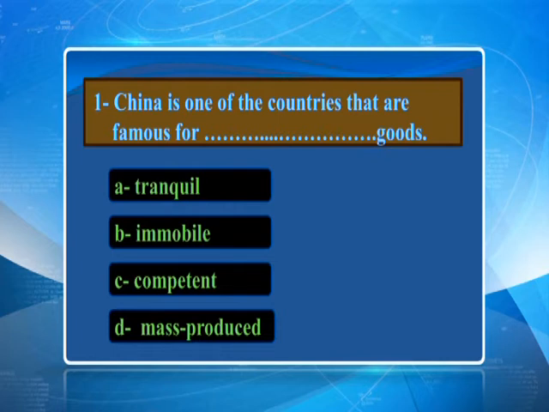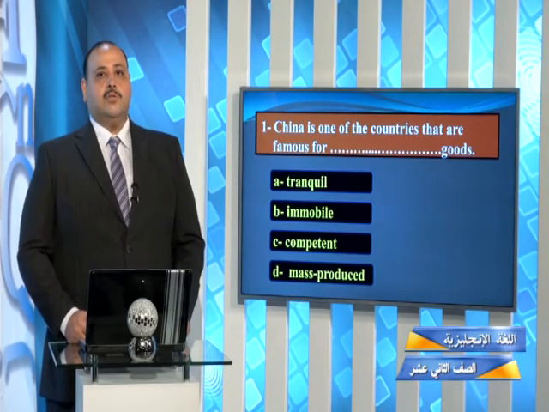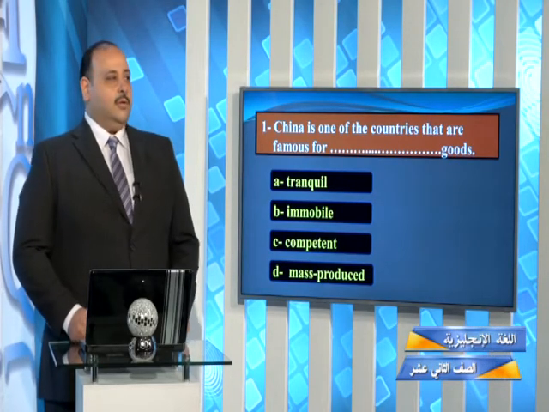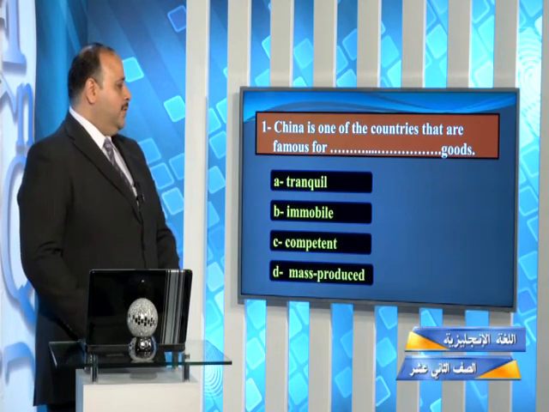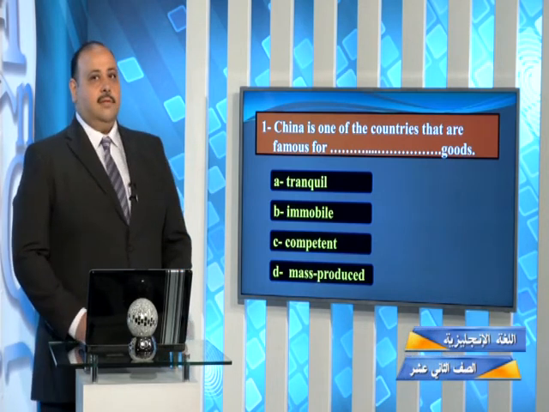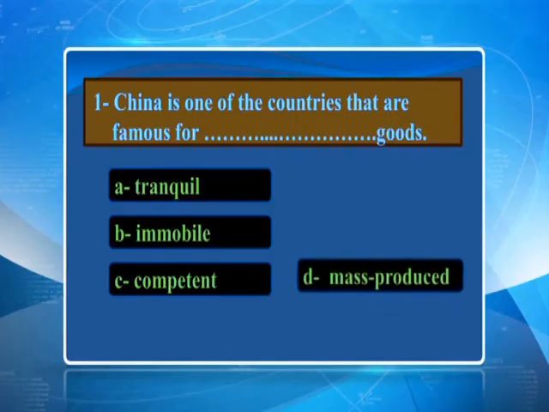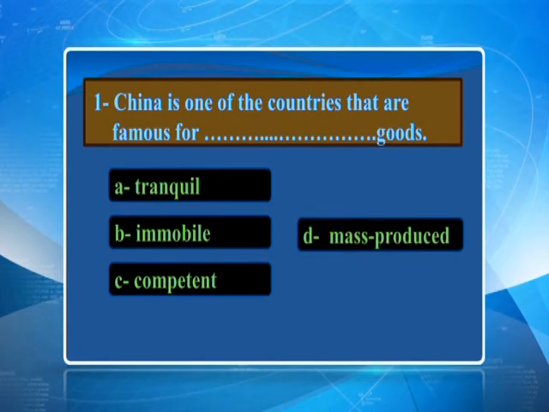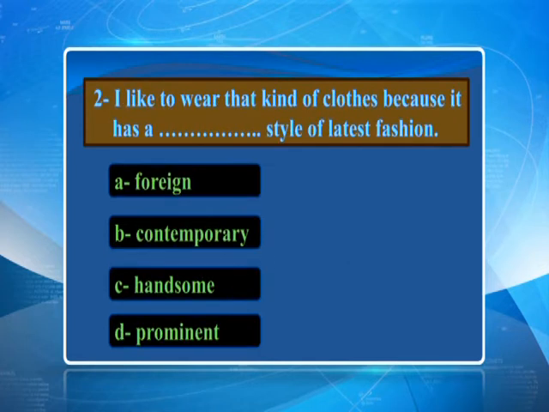We have what here? Tranquil, which means peaceful and quiet. Immobile, which means motionless or cannot move. Competent, and mass-produced. Now, when I say competent, it can't be the right answer because this word includes knowledge and skills. So it is not really suitable to describe a word like goods. So what do you think the best answer or the correct answer is? Yes, think about this. Mass-produced goods. Okay, now let's move to number 2.